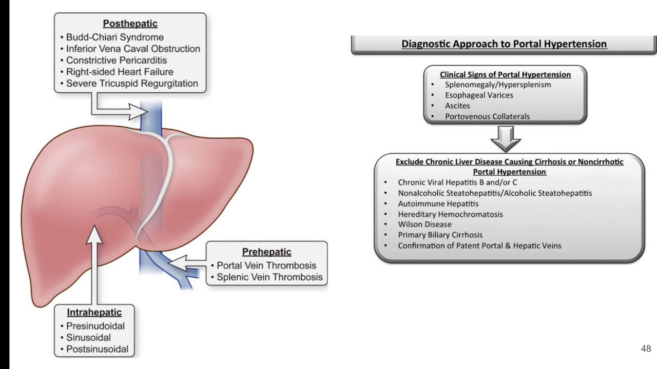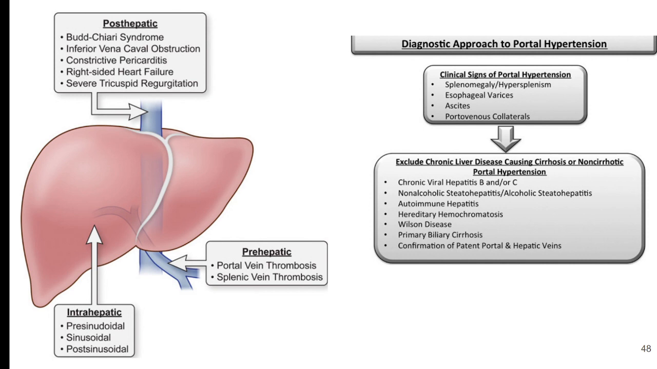Portocaval collaterals are seen in the form of bulging of umbilical vein, the caput medusae seen around the umbilicus, the dilated vessels around the umbilicus are the other criteria. So clinical signs of portal hypertension are mainly these. And the clinical presentation of portal hypertension, the most important is GIT bleeding, the bleeding from the esophageal varices, which could be either acute or chronic.